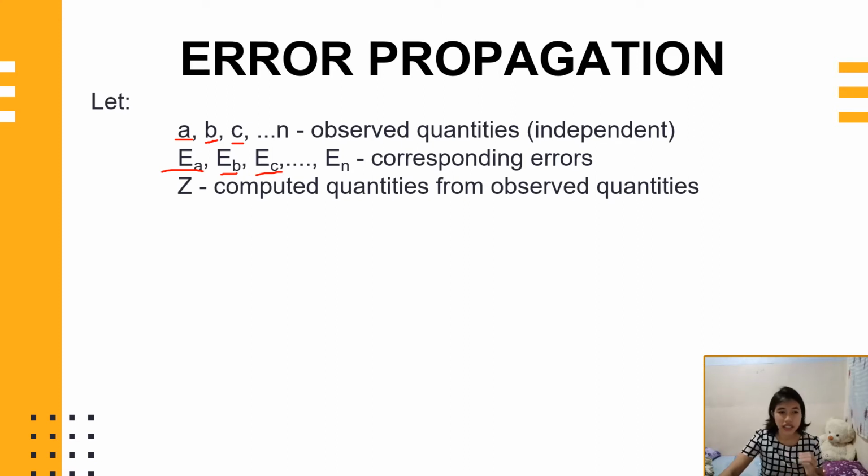Okay? So, si Z naman, this is the computed quantity from the observed quantities. So, for example, si A and B are the length and the width. Therefore, if we're going to compute the area, yung Z natin is the area. Okay? Function sa, ang definition kanina, diba? This is the function of an error of the measured quantity. So, the formula now becomes this one.